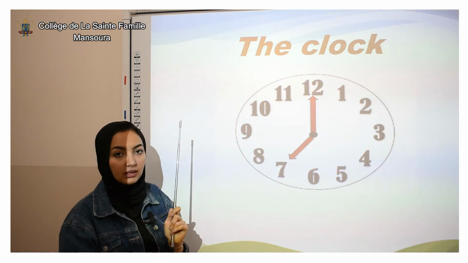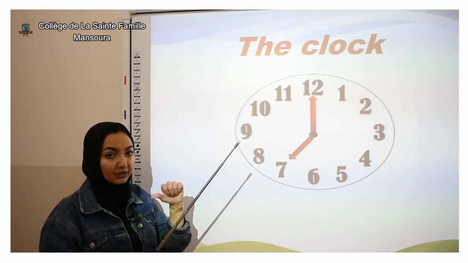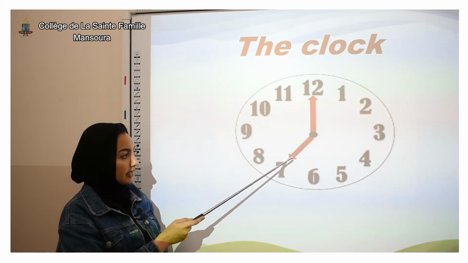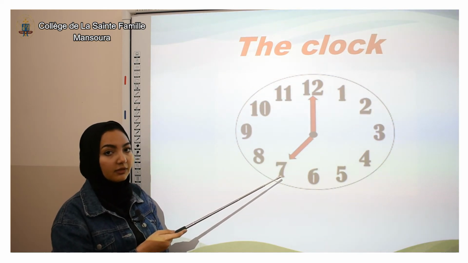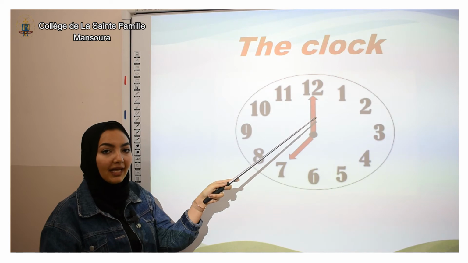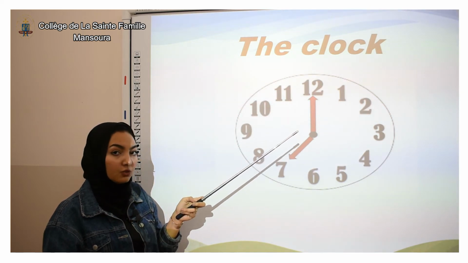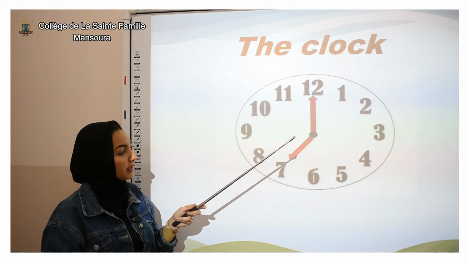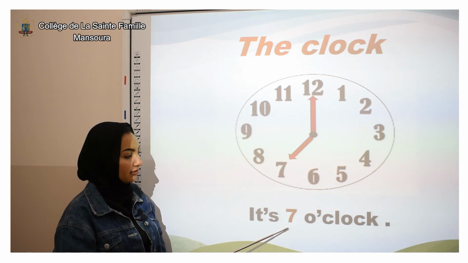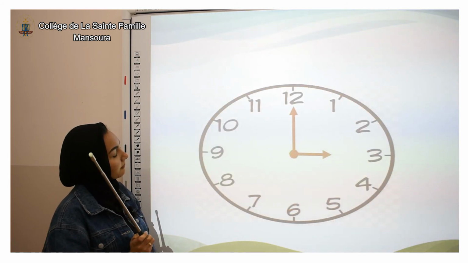Look at this one and try to tell the time. To tell the time, are we going to look at the short hand or the long hand first? Yes, the short hand. The short hand is on number 7. Excellent. So it's 7. What about the long one? The long hand is on number 12. And when the long hand is on number 12, we say o'clock. So it's 7 o'clock. Got it? Let's move to this one.